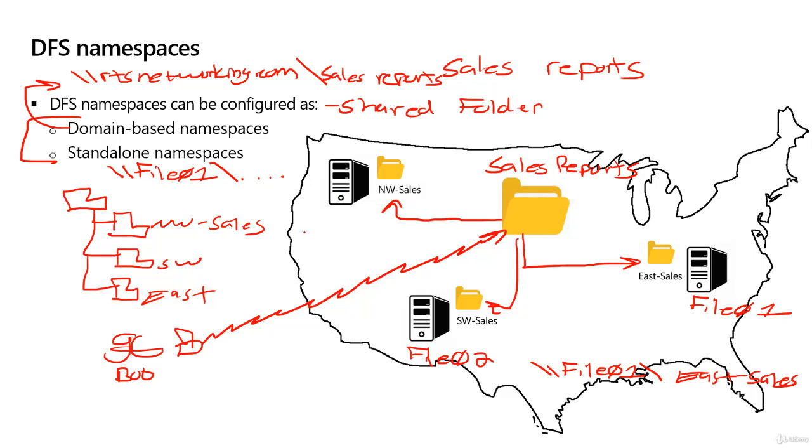Add more, remove some, replace them, and you don't care what the name of the server is because users just map to your domain name and the name of that namespace. Now, we'll see how that's completely configured in the interface, but the concept is pretty simple, an artificial hierarchy.